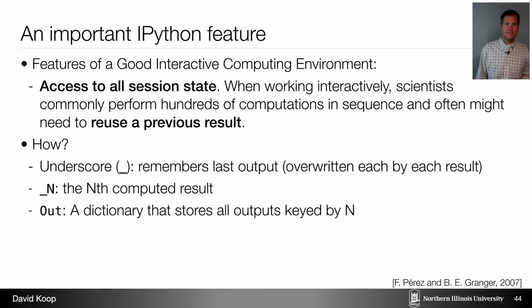Well, IPython has been thinking about this question for a while. One of the features highlighted in the 2007 paper by Perez and Granger is that users should have access to all the session state, right? When working interactively, scientists commonly perform hundreds of computations in sequence and often might need to reuse a previous result. Well, how did that work? One of the ways it worked was via the underscore to reference the last output, right? But that gets overwritten each time. Underscore n represents the nth computed result. You can even use a dictionary to index into to find that same nth result.